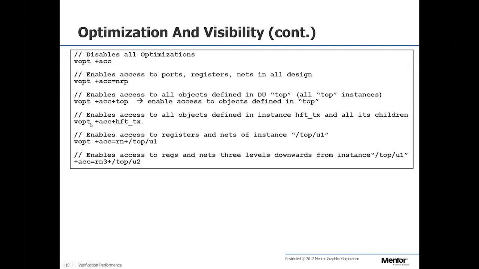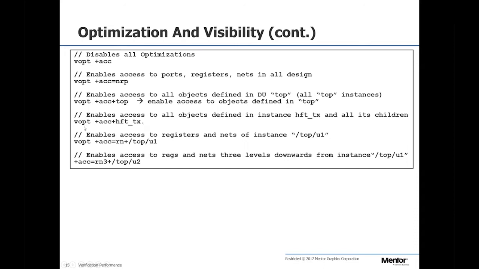Here's where I think it gets really interesting. I've got this design, and it's a big design, and at the top level there's 10 blocks, and one of them is this HFTTX, this transmitter. So what I've done here is I've said vopt, and this is the module that I'm making changes to. So this is the thing where I want to preserve all the visibility. So I say vopt +acc, and then I say the instance name right here is HFTTX, and then this dot says all of its children.